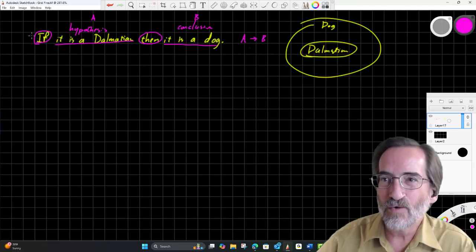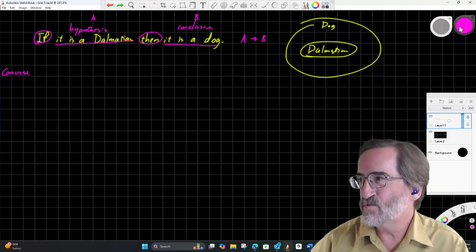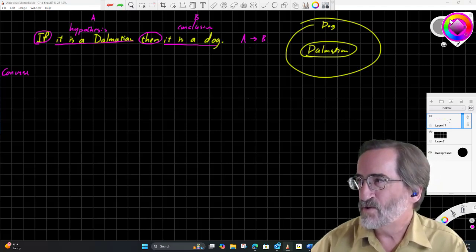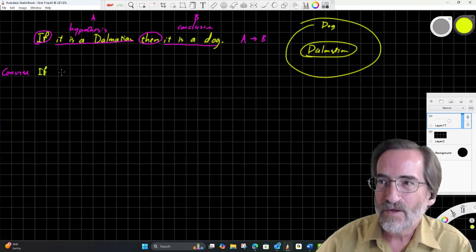All right, so there are some variations we can make on this statement. We can switch the order. If we switch the order, this is something known as the converse. The if part and the then part are switched, or they trade places. And I would say, and I'm going to shorten this here, if it is a dog, then it is a Dalmatian.